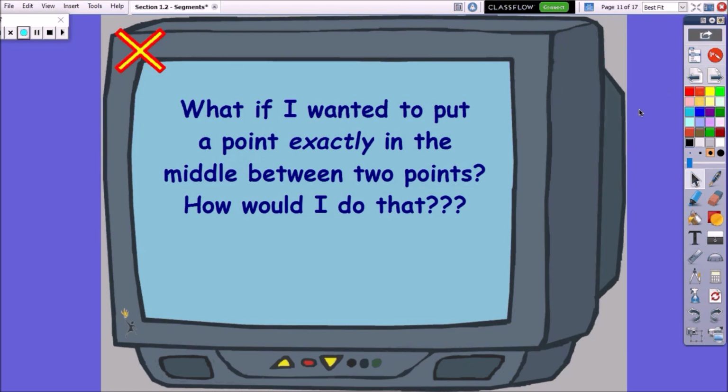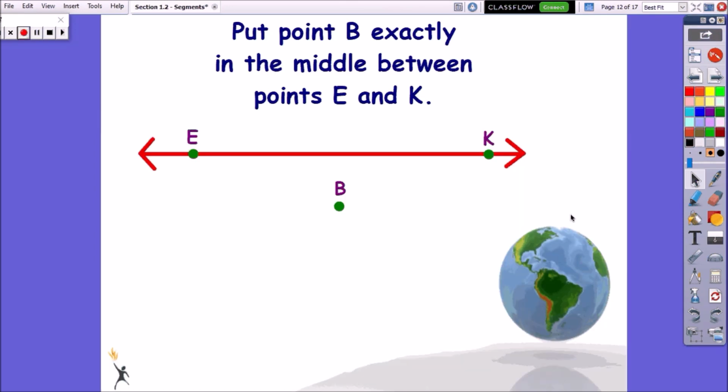And some of you might be thinking, well, you could get a ruler out and see where exactly the middle is between those 2 points. And that would be one valid way of doing that. But we can kind of cheat, if you will. So if I wanted to put point B exactly between points E and K, again, you could grab a ruler.